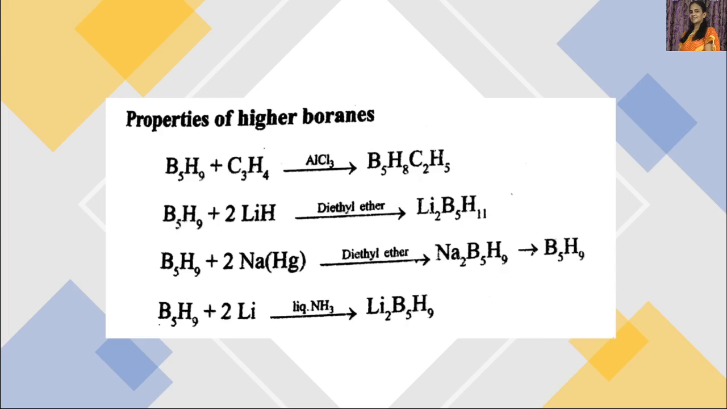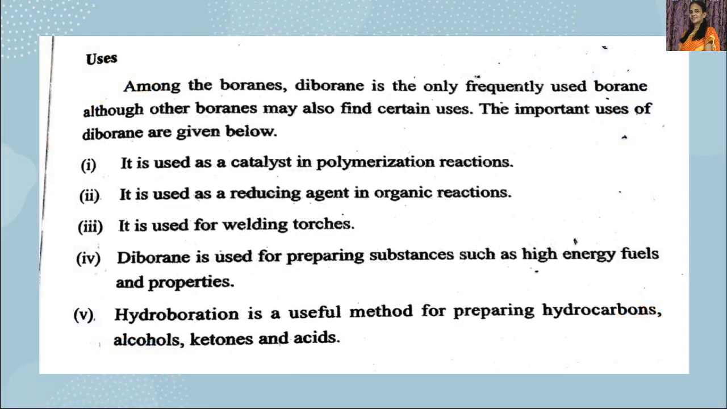Li2B5H9. So these are the different properties of higher boranes, that is pentaborane. Now let's see a few uses of these higher boranes. Among the boranes, diborane is the only frequently used borane. We know it is used as a rocket fuel, we said. All the other boranes may also find certain uses.